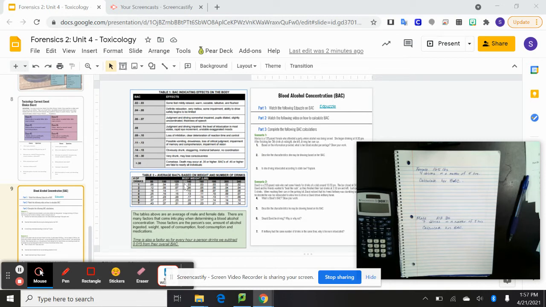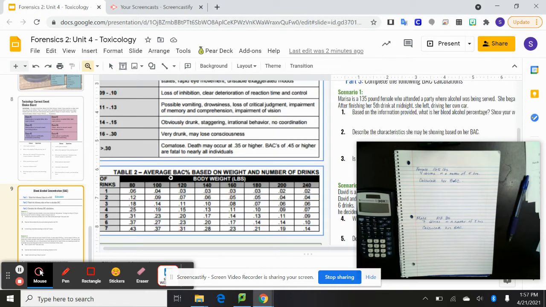Then we have a table here that's very basic and generic, based on weight and number of drinks per hour. This is about average data for males and females. So let's zoom in on this little chart. If we have an individual who's 120 pounds and has 2 drinks, then their blood alcohol would be 0.07. Now, that's just the number of drinks. That doesn't take into account how many hours, the sex of the individual, or their overall consumption, the amount.